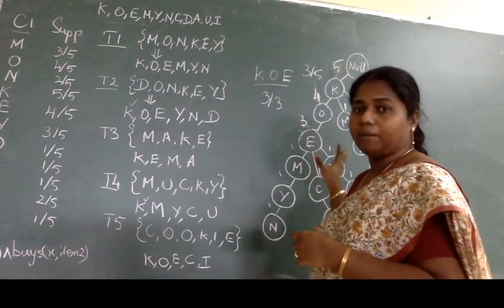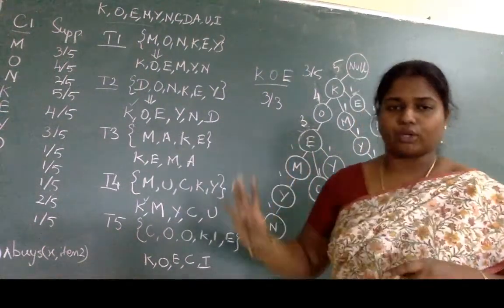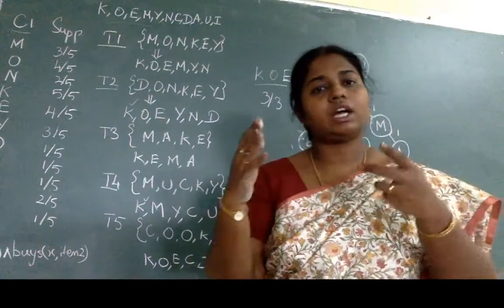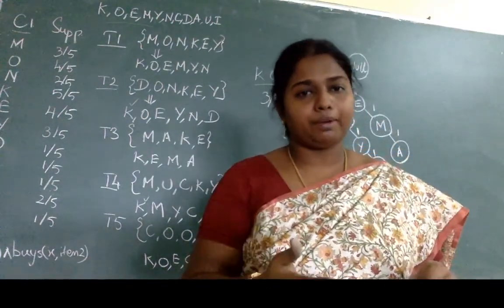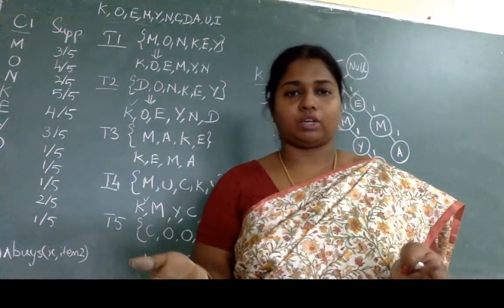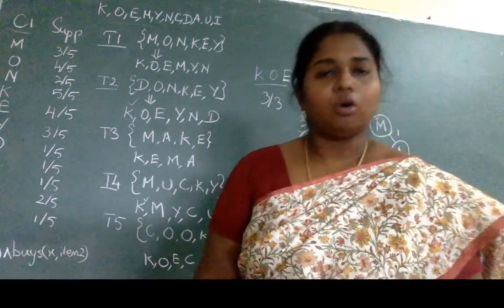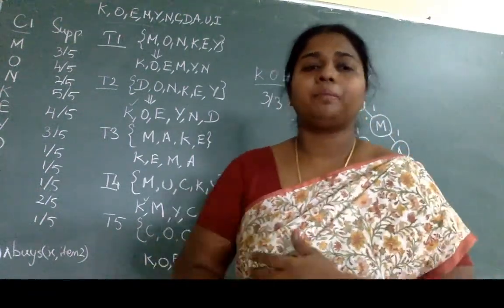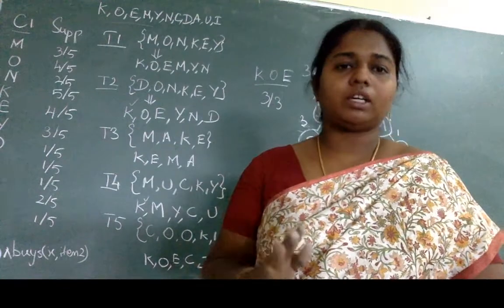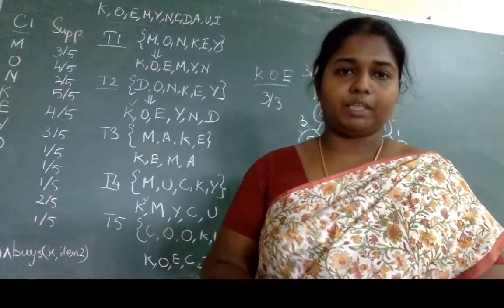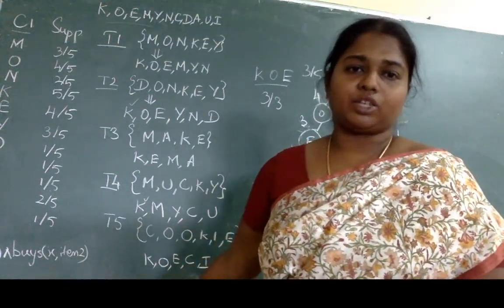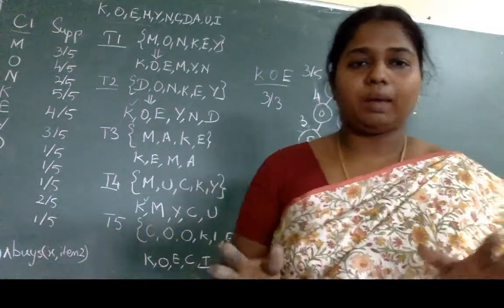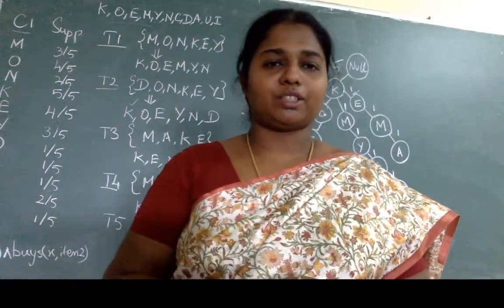So with very less number of scans on the database. So this is how we can differentiate between the Apriori algorithm and the FP growth algorithm. Apriori has got a lot of scans on the database, whereas FP tree does not have. So that's the difference between Apriori and FP tree algorithm.